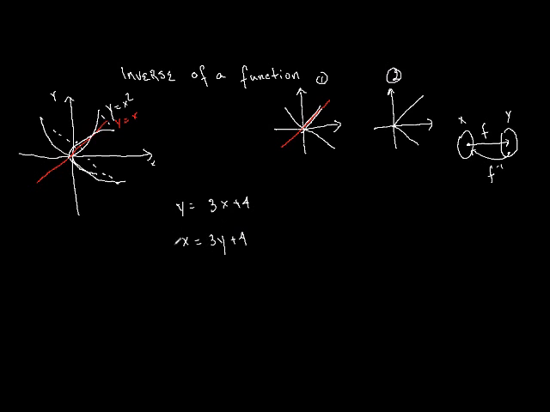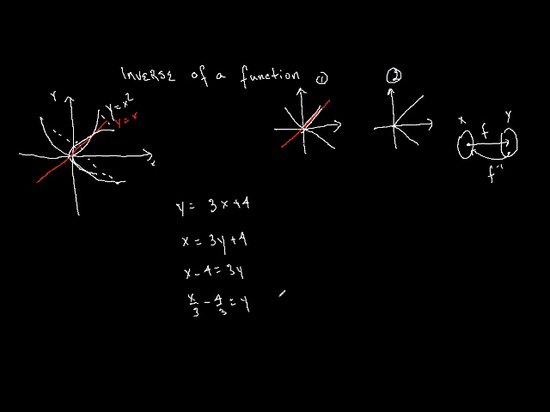But we don't leave the function like this. Although this is correct, we don't leave it like this. We now want to isolate y and get a function in standard form, because that's how we understand functions. We understand them in standard form. So let's isolate my y. I get x minus 4 equals 3y, and then I divide both sides by 3, and I get x over 3 minus 4 over 3 equals y.